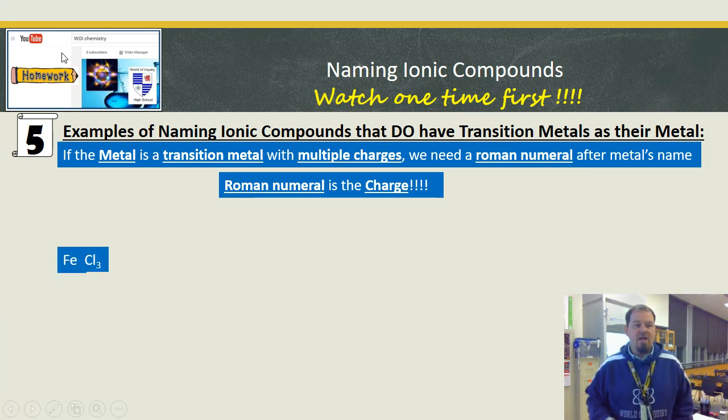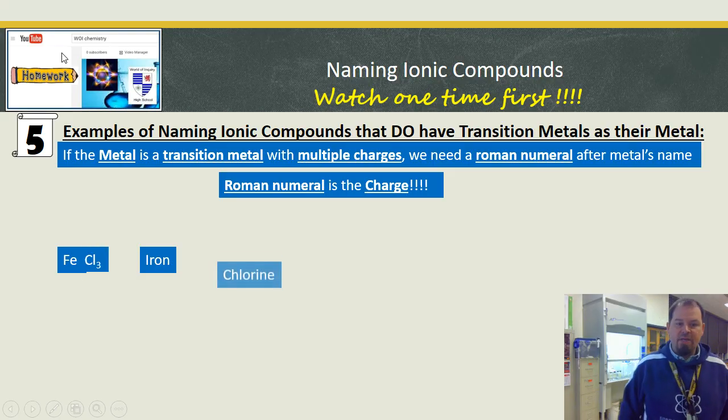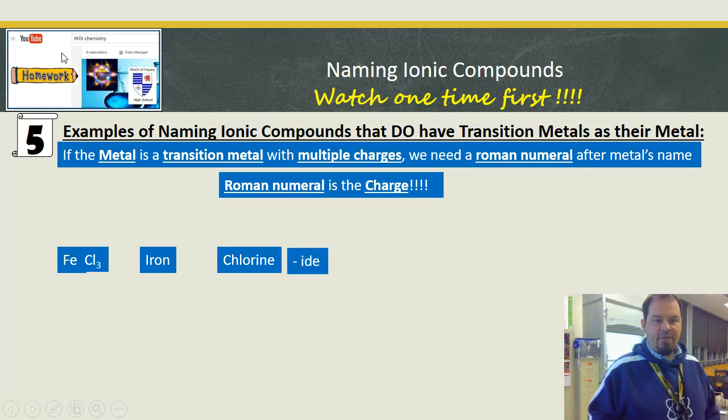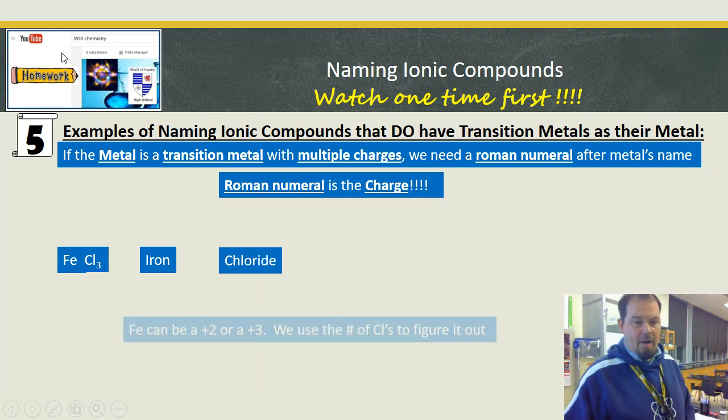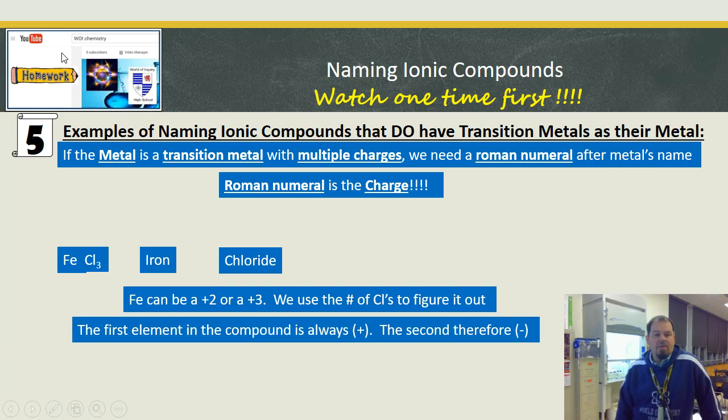So I have FeCl3. Okay, Fe is iron. Cl3 is chlorine, and then here's where the trick comes in. Ready? It's definitely iron chloride, but Fe can be a +2 or a +3 charge. So we use the number of chlorines, of course, to figure it out. So the first element in the compound is always positive. The second element is always negative. You want to put a star around that somewhere. You want to write that down somewhere. That is a given rule for the entire year.